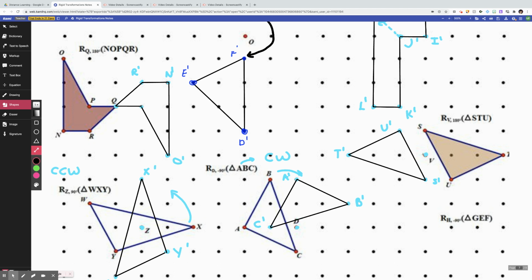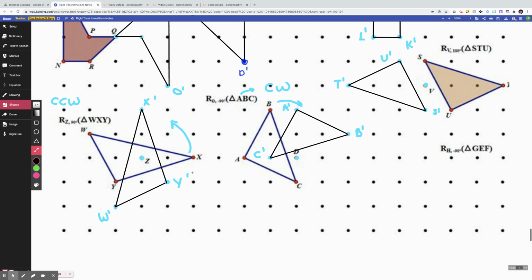Okay. Then for my lovely orange triangle, I'm rotating around point V, and it said to rotate 180 degrees. So point T went all the way over here, right? Point S ended up down here, and point U ended up here. So I literally took it and rotated it just around. This is my middle point.